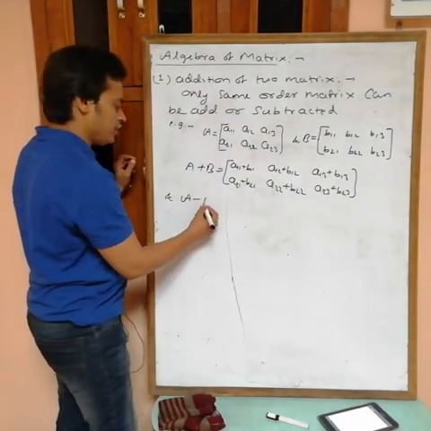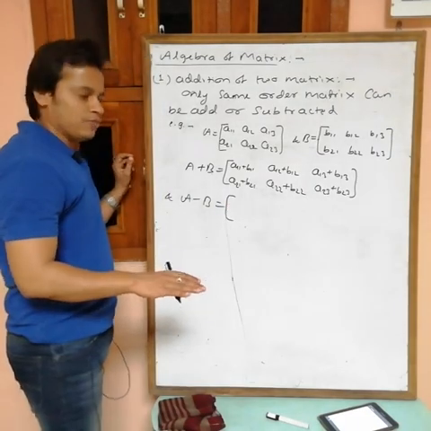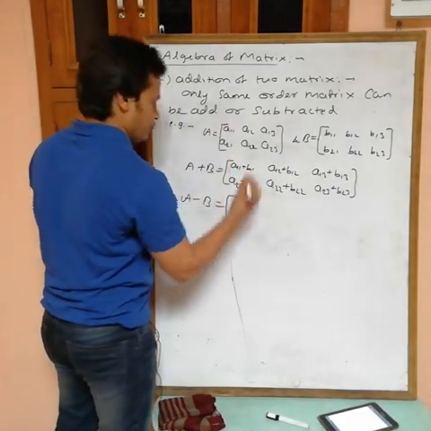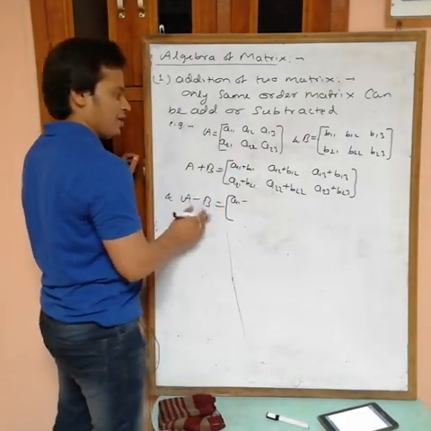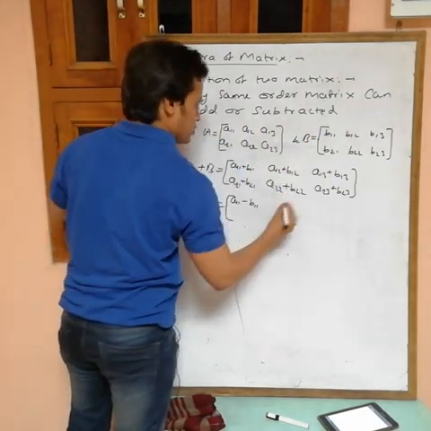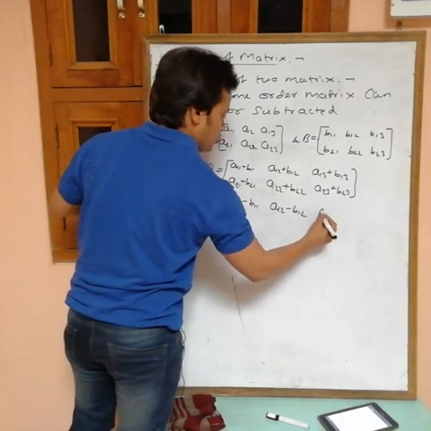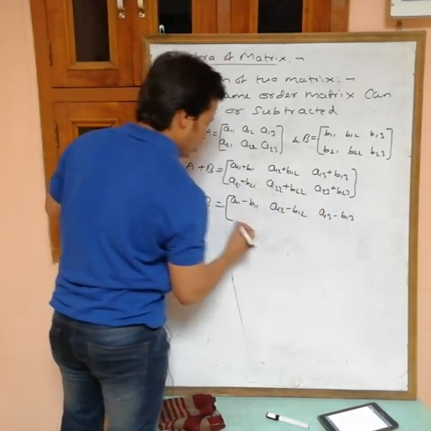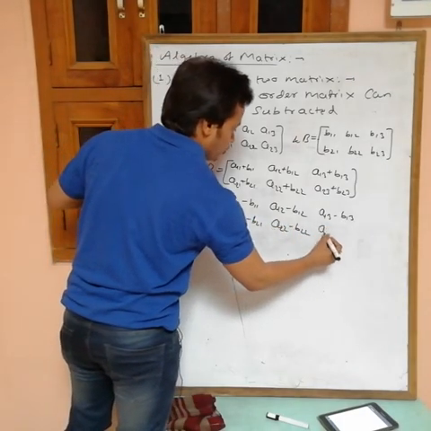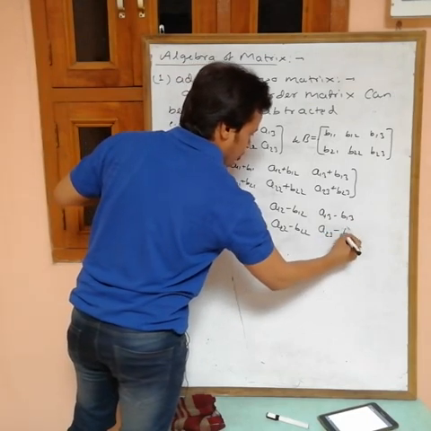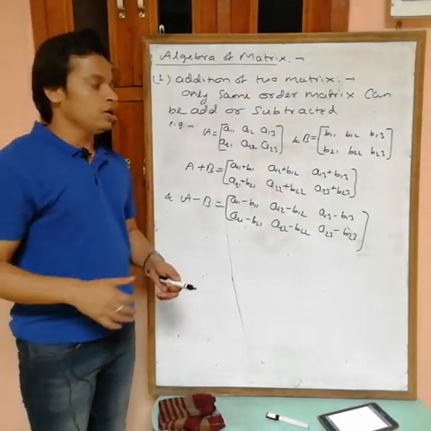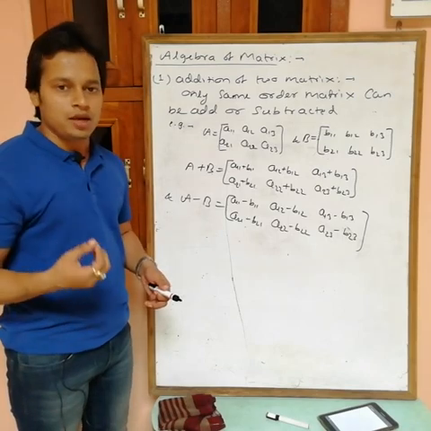And also if you want to find A minus B, then subtraction is also the same thing. Just subtract the corresponding elements. So A11 minus B11, then A12 minus B12, A13 minus B13, A21 minus B21, A22 minus B22, A23 minus B23. So sum and difference is easy. Only one condition, that the matrices must have the same order.